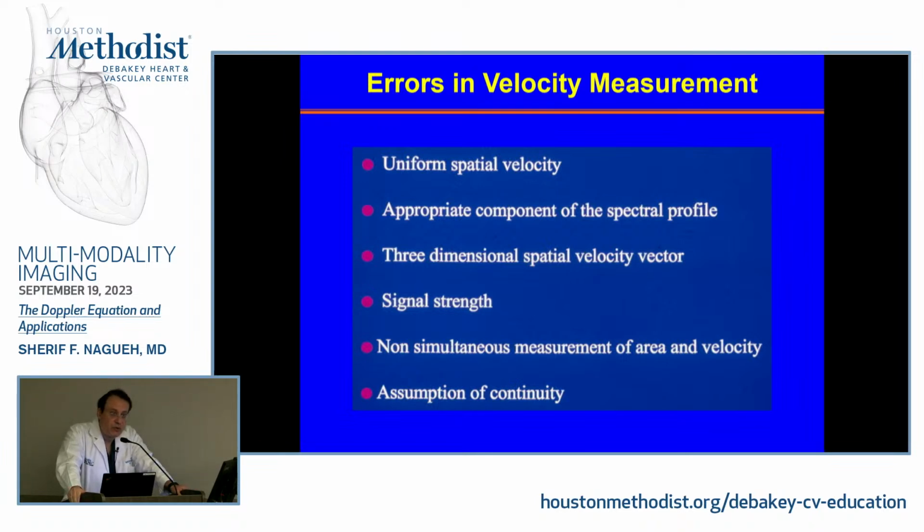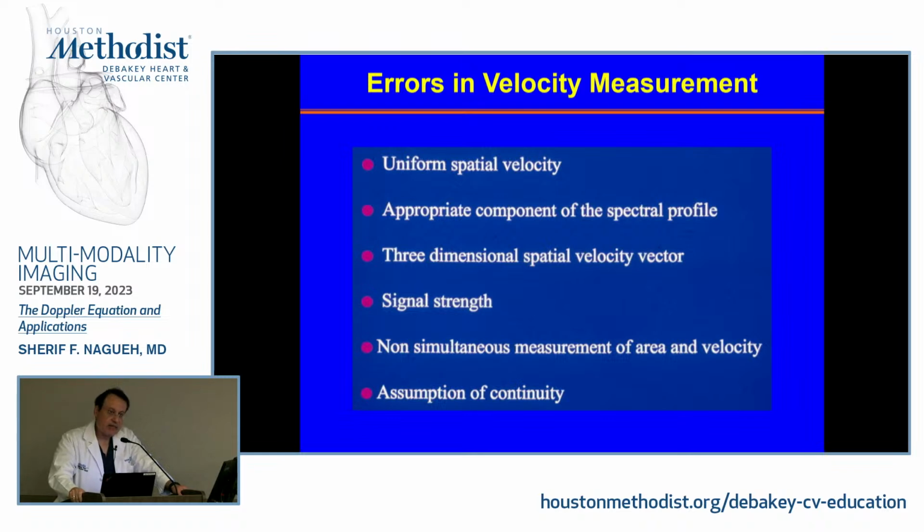We talked about non-simultaneous measurement of area and velocity. For example, flow through the LVOT. We get the diameter from the parasternal long axis, and then I have to go to scan from an apical view to get the velocity. If the heart rate is identical, the RR interval is identical, nothing has changed, that works. But say it's somebody with frequent ectopy or with atrial fibrillation, there can be differences.